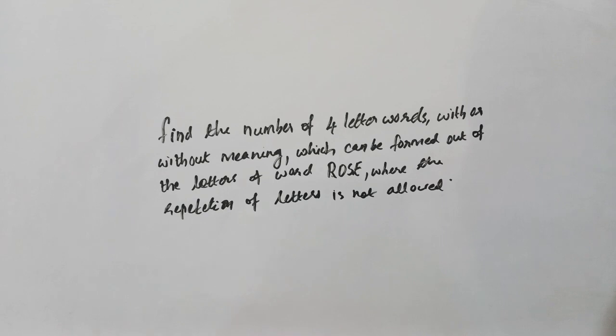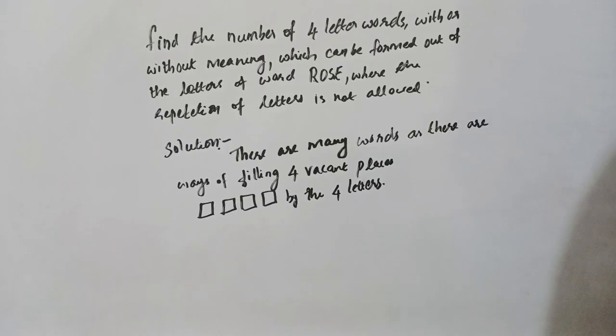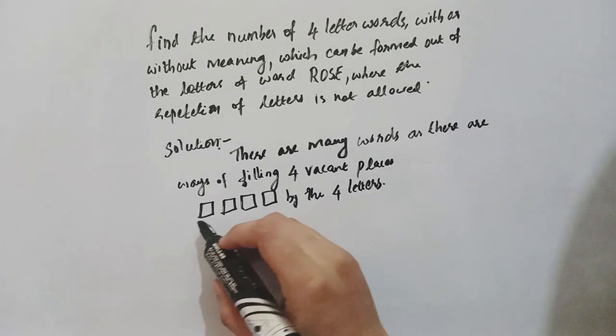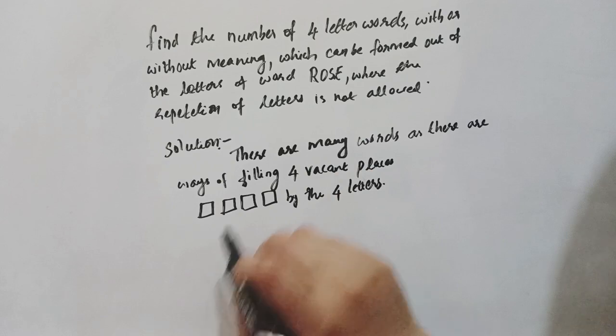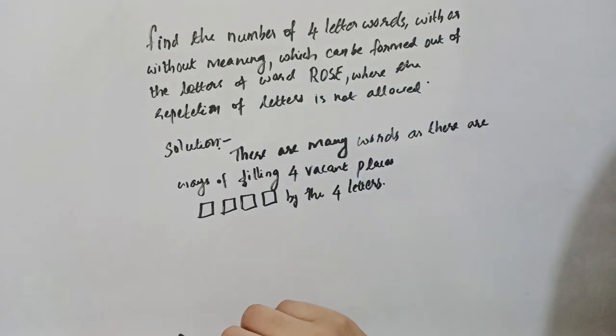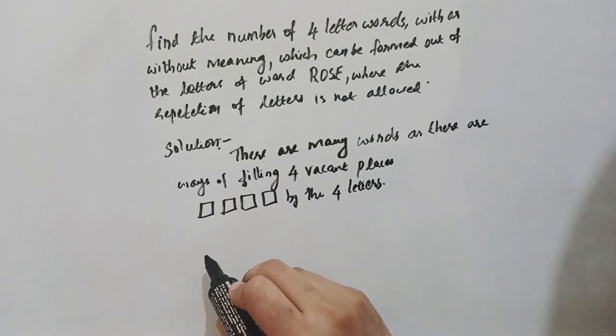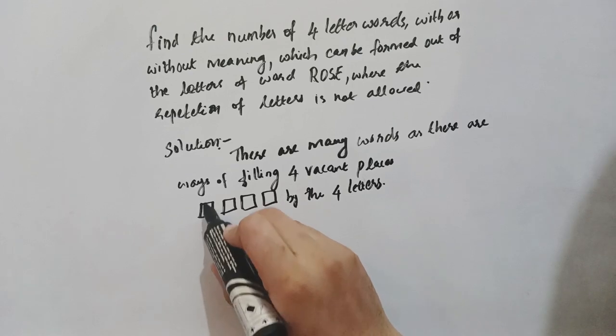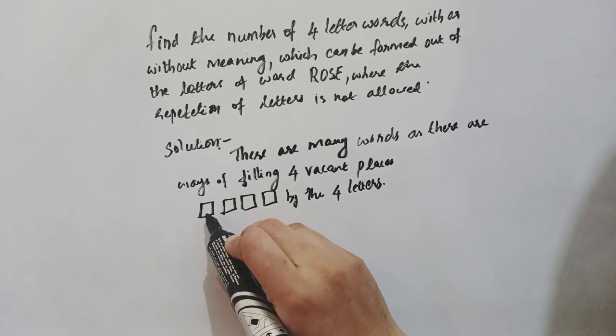Let us discuss one example. Find the number of 4-letter words, with or without meaning, which can be formed out of the letters of the word ROSC, where the repetition of letters is not allowed. Solution. There are as many words as there are ways of filling 4 vacant places by the 4 letters. That is, we fill 4 vacant places because there are 4 letters. Okay, the first place can be filled in 4 different ways by any one of the 4 letters ROSC.